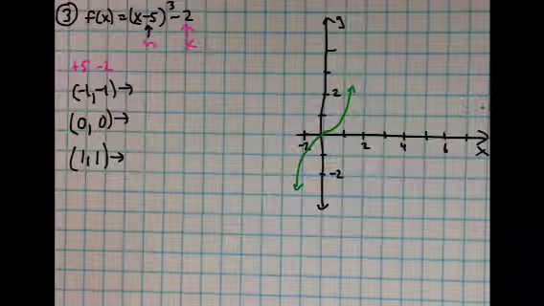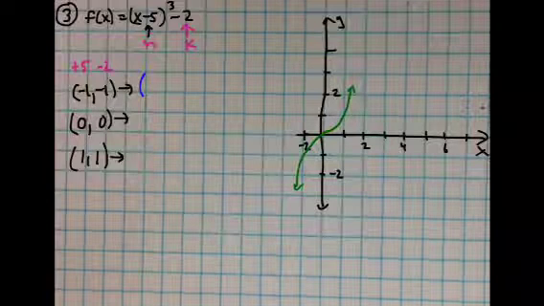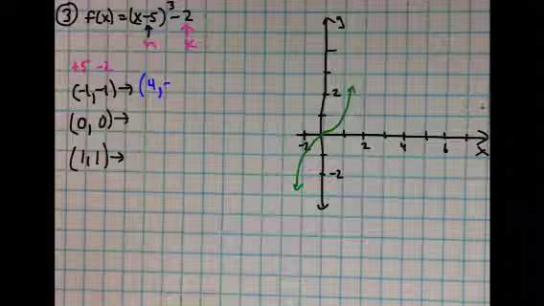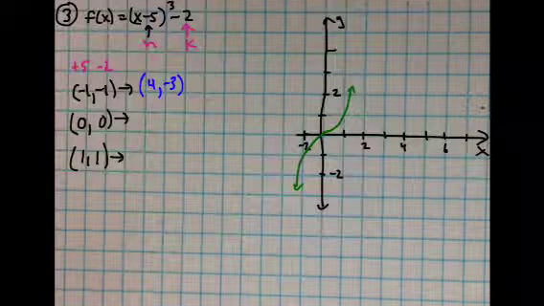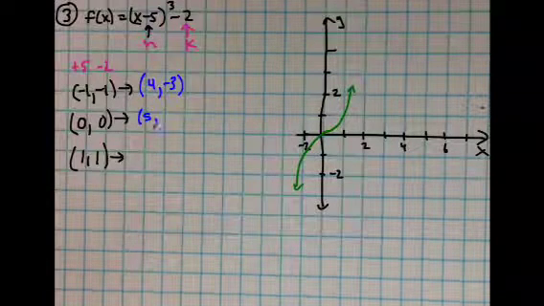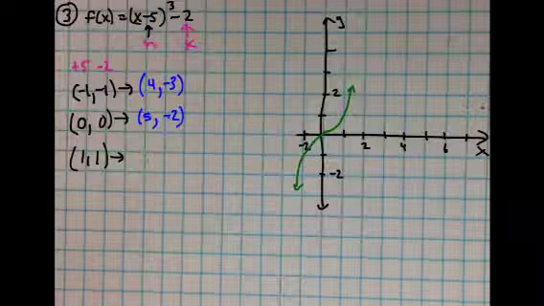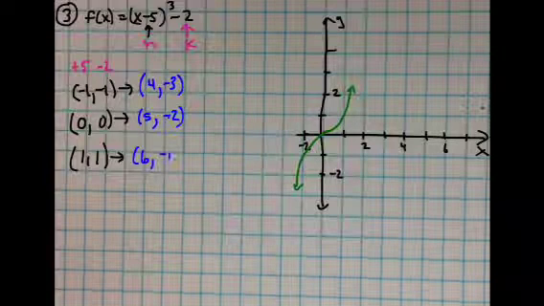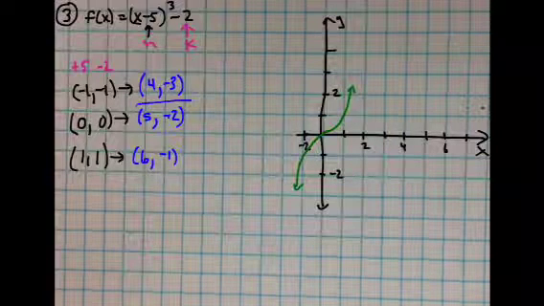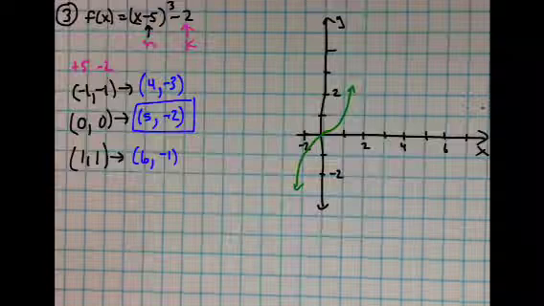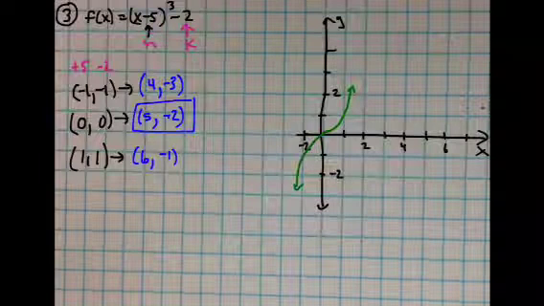All right, so let's calculate the new points. 5 minus 1 is 4. Negative 2 minus 1 is negative 3. 5 plus 0 is 5. Negative 2 plus 0 is negative 2. 5 plus 1 is 6. Negative 2 plus 1 is negative 1. And so here's our inflection point. That's the point where the curve changes direction.